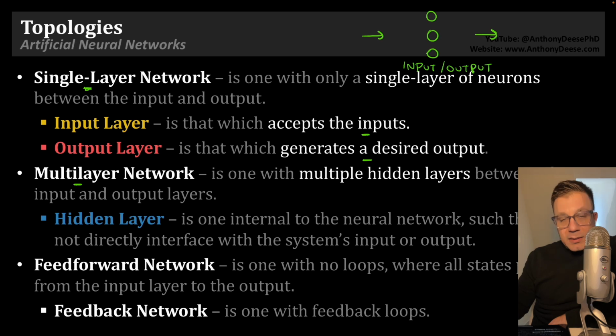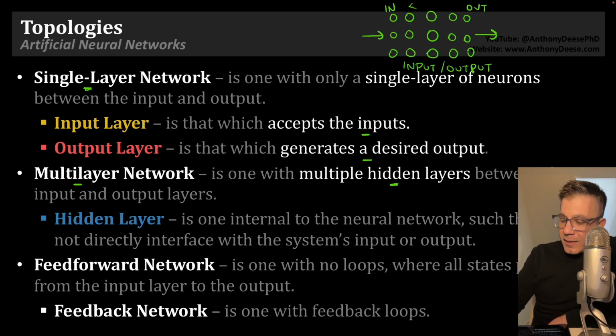Next, we have a multi-layer network, and that is one with multiple layers between the input and output, or multiple hidden layers between the input and the output. And so we could adapt our drawing up above to look like this, where now we have essentially an input layer, we have an output layer, and then we have 3 hidden layers, right? Again, a hidden layer is one that is internal to the neural network such that it does not directly interface with the system's input or output.